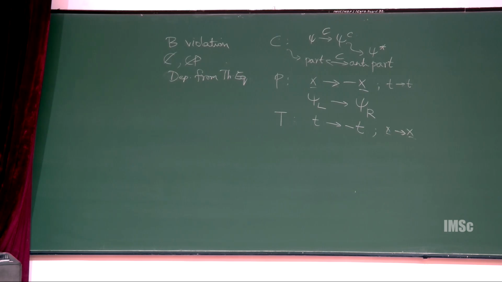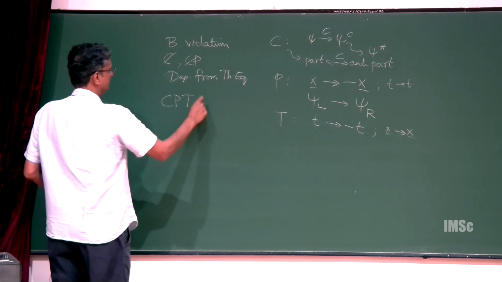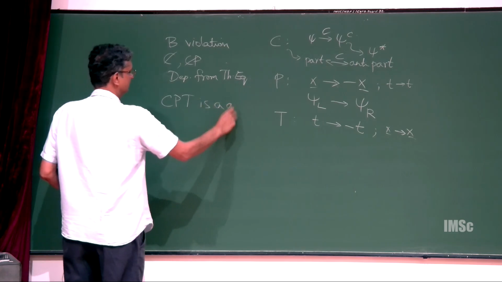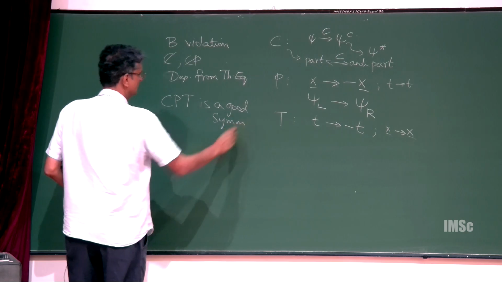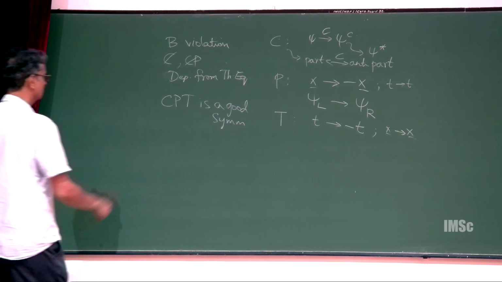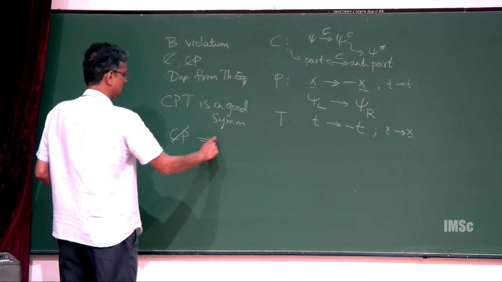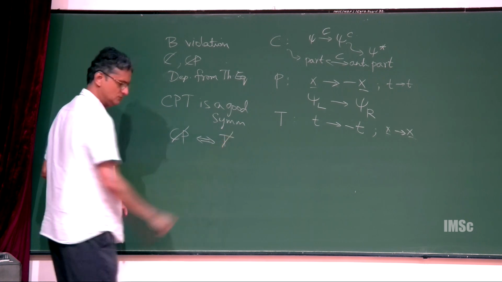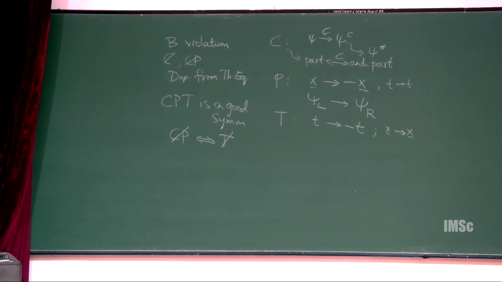If you take that statement that CPT is a good symmetry, and if that is true, then if you have CP violation, it also implies time reversal violation, right? If CPT is to be good, then if CP is violated, then T must be violated.